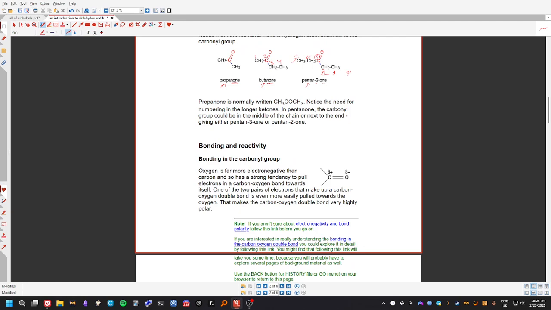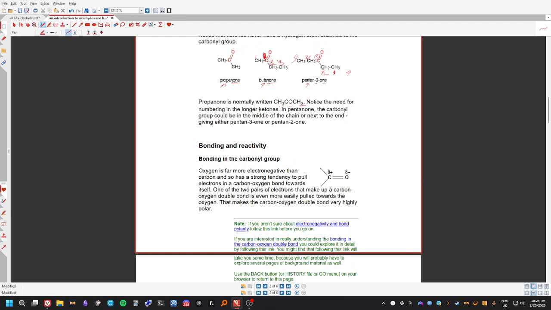Why is this not called butane 2-one? No idea actually. What is going on here? Why is this considered 1, 2, 3? Is that an error? Propanone is usually written as this.